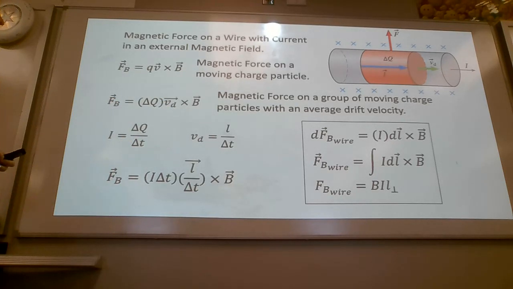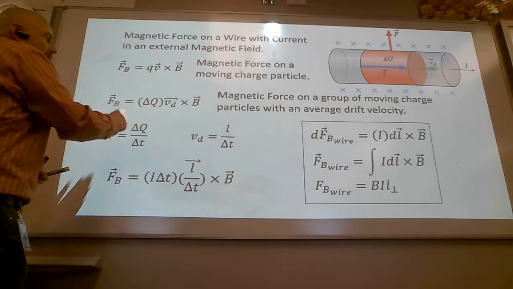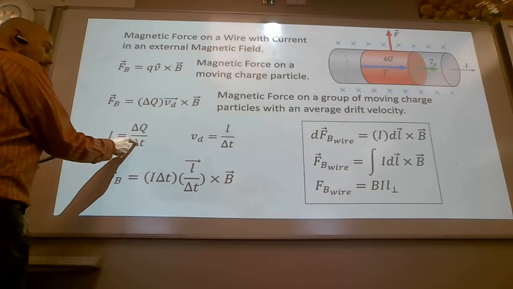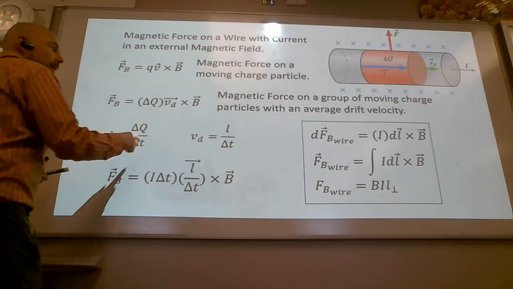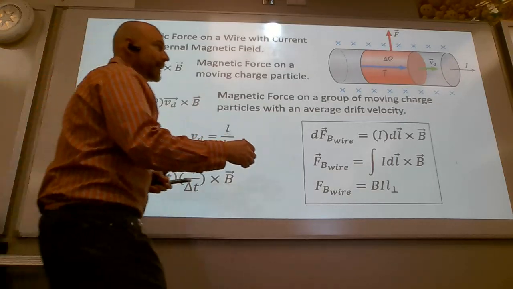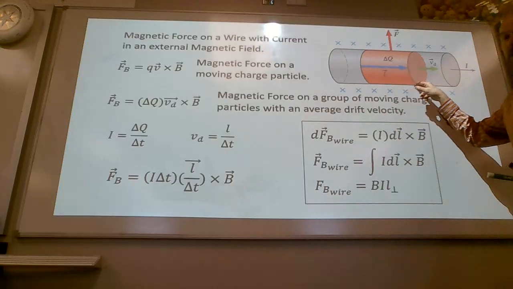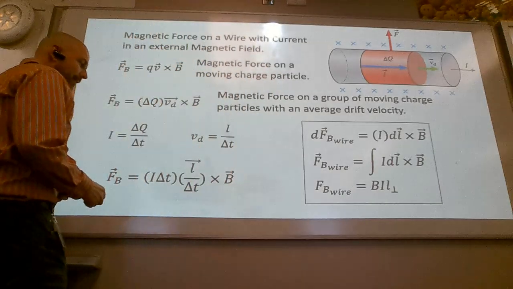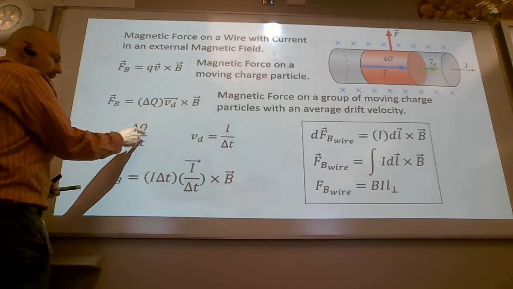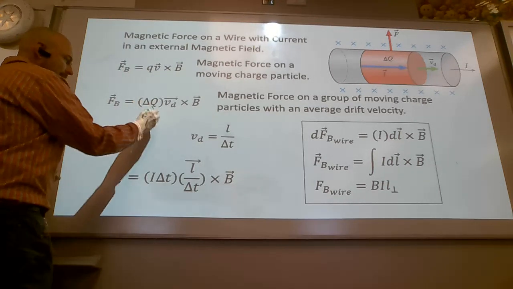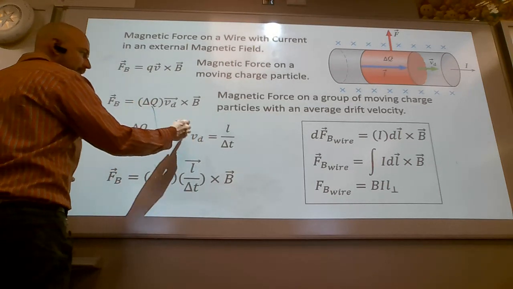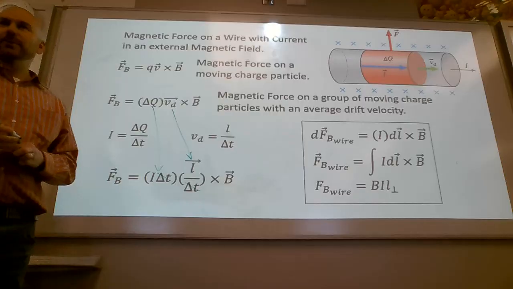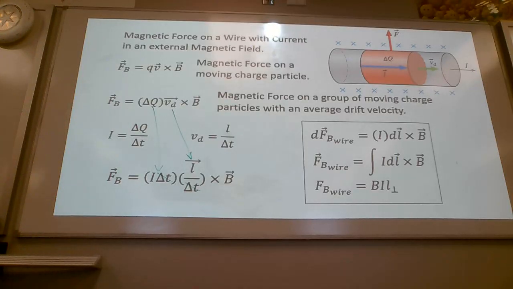So I want to express this as current rather than a chunk, because current's the chunk of charge flowing per second. The drift velocity is that length divided by how long it took. I don't want to deal with time. It'd be really nice if I could get rid of that. So I shove in charge is this. Drift velocity is that. Time goes away. So nice.